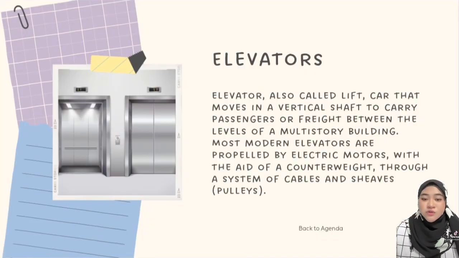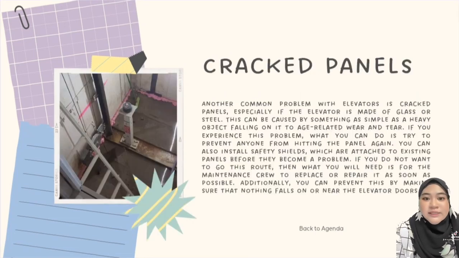Okay, I will start with the elevator problem and solution. First, the meaning of elevator. An elevator, also called a lift, is a car that moves in a vertical shaft to carry passengers or freight between the levels of a multi-story building. Most modern elevators are propelled by electric motors with a counterweight, through a system of cables and shaft pulleys.